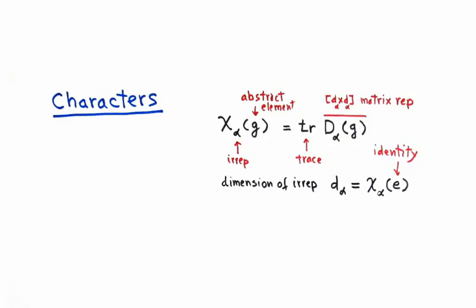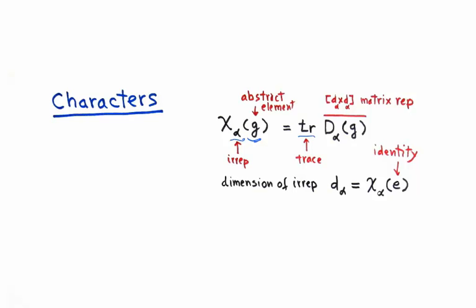A character is a number that is constructed from a group element. So here is an abstract group element. And it depends on irreducible representation, which we'll label here by letter alpha. Its definition is very simple. If you have a d alpha by d alpha matrix representation of the action of the group, then we take its trace and we obtain that number.